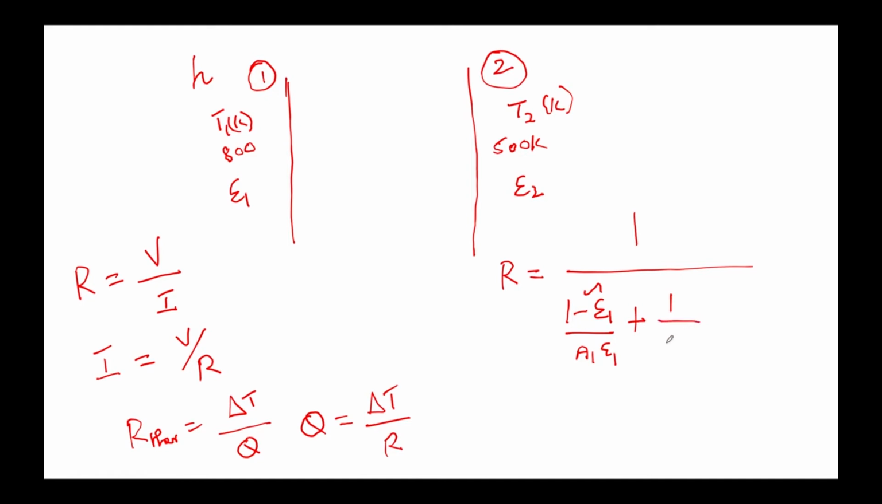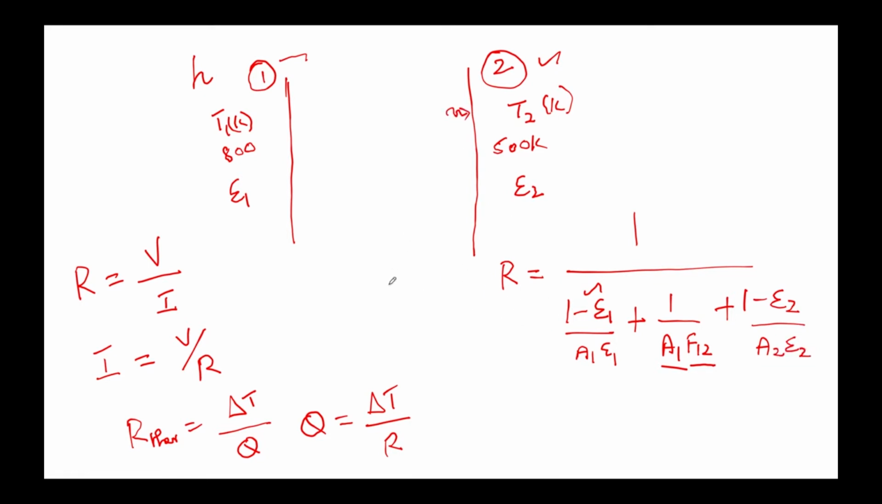Which is 1 by A1F12. Because you know that plate 1 is the one which is going to radiate and that is going to reach plate 2, and it is A1, and shape factor or view factor or configuration factor between the two plates, plus 1 minus emissivity 2 by A2 emissivity 2, right? And this is the surface resistance which is present over here near the second plate.